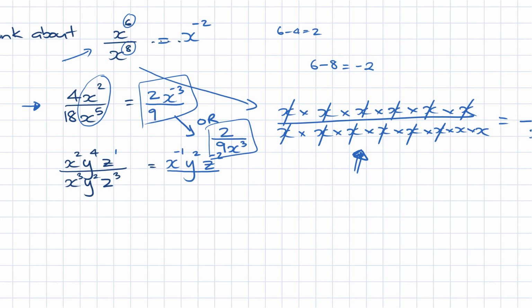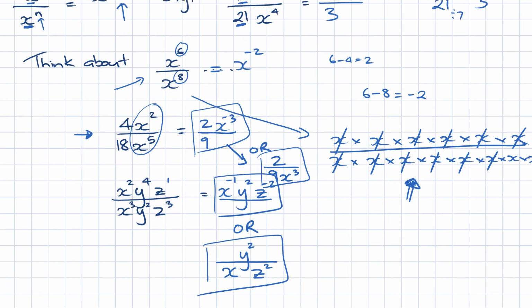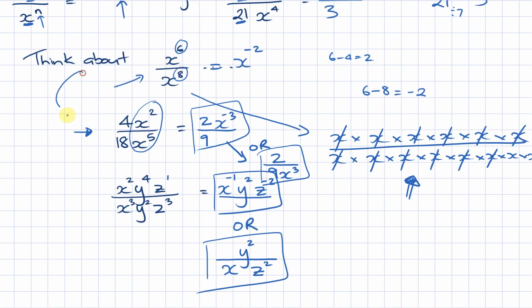I could also write it like this, or put my division bar in, I'm going to end up with 1x on the bottom. Then I've got y squared in the numerator, and z to the power of negative 2 means that z squared is on the bottom line. So either you can write your answer like that or like that. So these sorts of problems, these last three problems here, would be at excellence level.